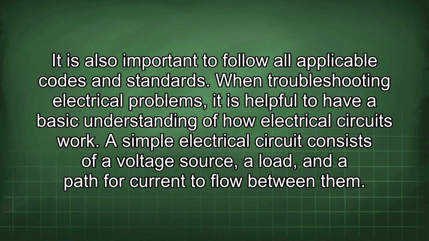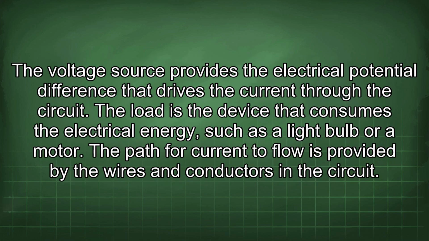A simple electrical circuit consists of a voltage source, a load, and a path for current to flow between them. The voltage source provides the electrical potential difference that drives the current through the circuit. The load is the device that consumes the electrical energy, such as a light bulb or a motor. The path for current to flow is provided by the wires and conductors in the circuit.